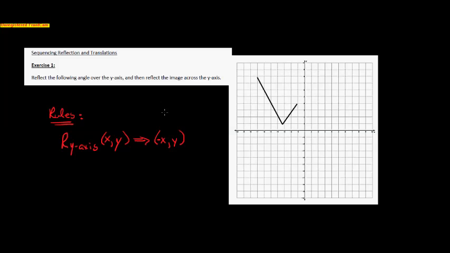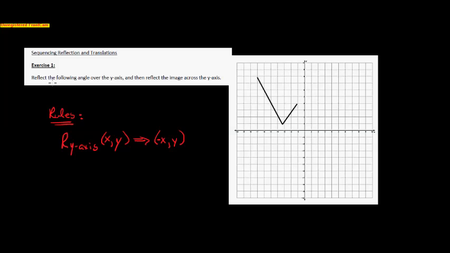Hello everyone. Today is a video on sequencing, reflections, and translations. This is continuing from the previous video where we sequenced translations. Remember, sequencing is just simply putting more than one reflection or translation or rotation together in one problem. So today we're going to do some reflections and translations and hook them together.